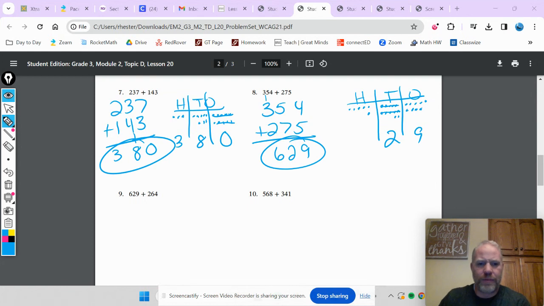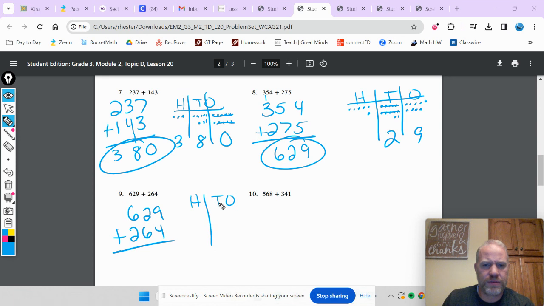And that brings us to number 9, 629 plus 264. So here we go. Hundreds, tens, ones. And we're going to put 6, 1, 2, 3, 4, 5, 6, 2, 1, 2, 9, 1, 2, 3, 4, 5, 6, 7, 8, 9. Now we want to add 264. 1, 2, 1, 2, 3, 4, 5, 6, and then 1, 2, 3, 4.